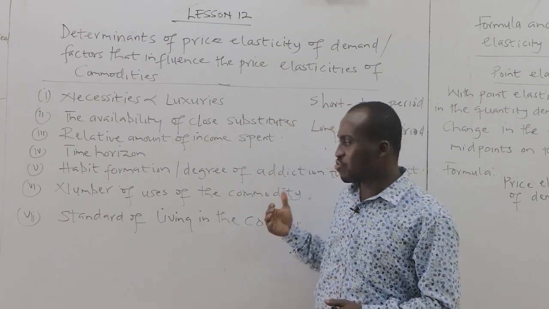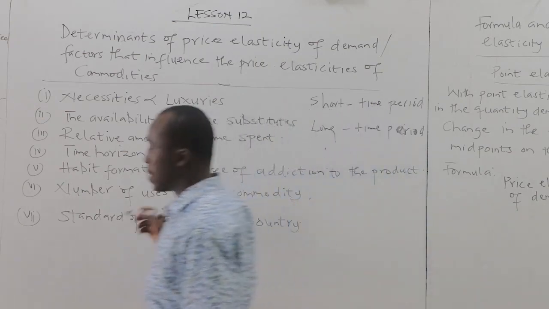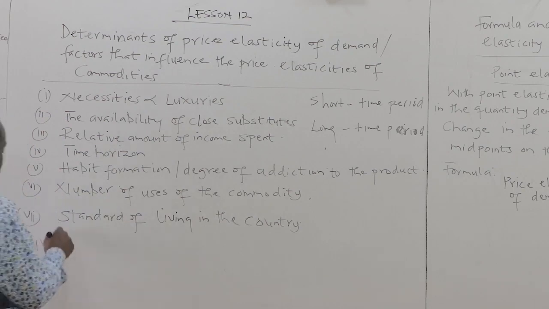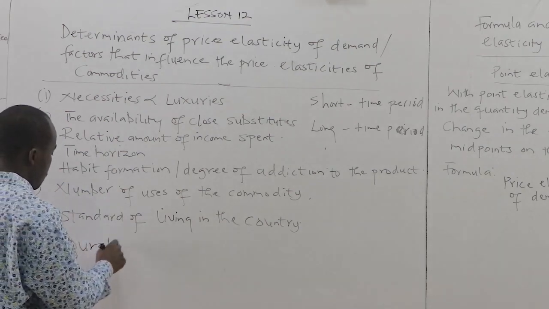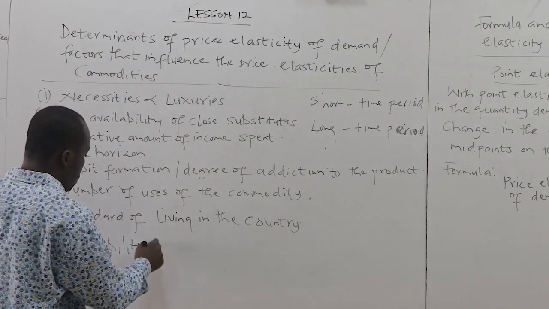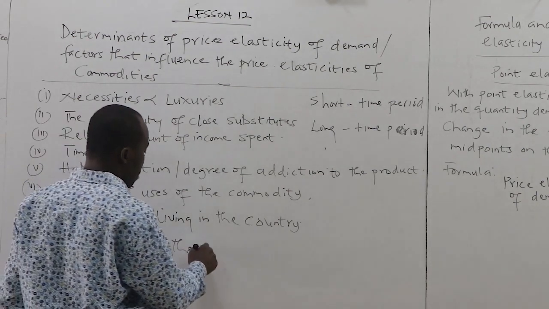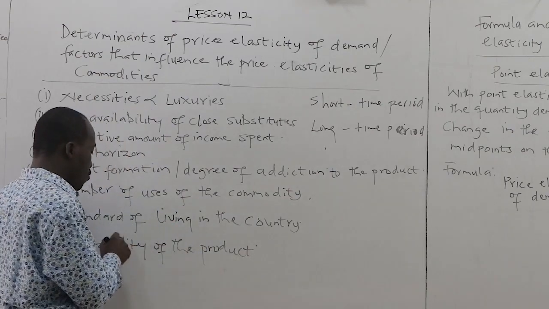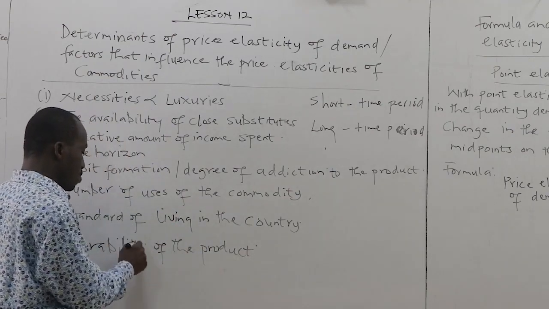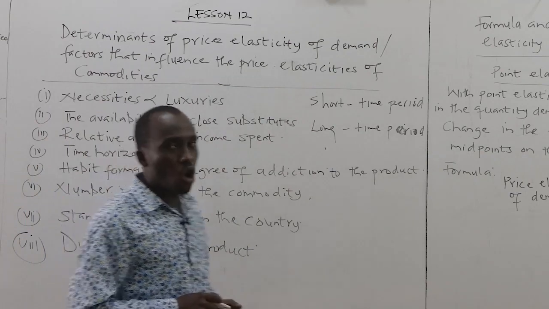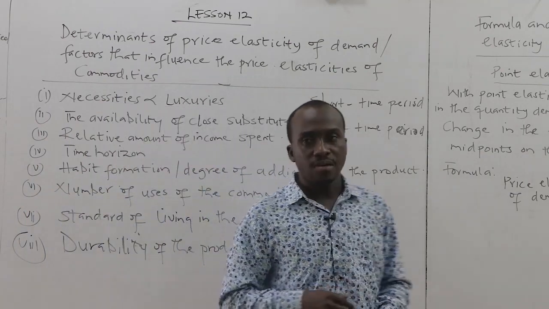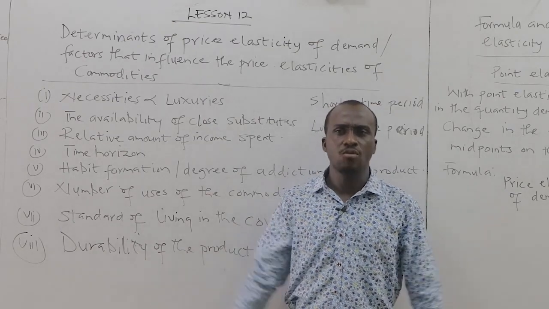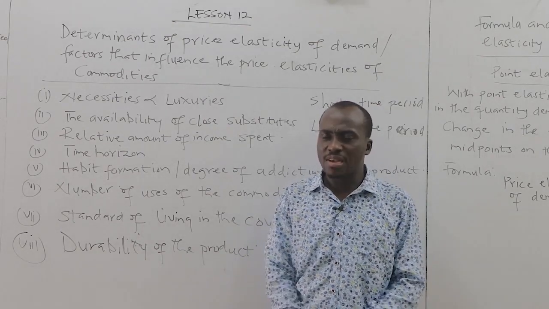Maybe you can also think about durability. The durability of the commodity too can make it elastic or inelastic. A product that's durable is a product that can last long. If I buy Toyota cars, they last long. If I buy their engine, it lasts long. In that case, even if the price goes up, you buy it.